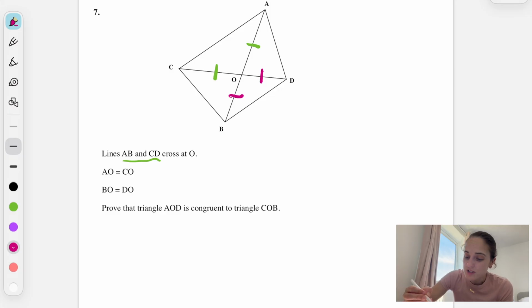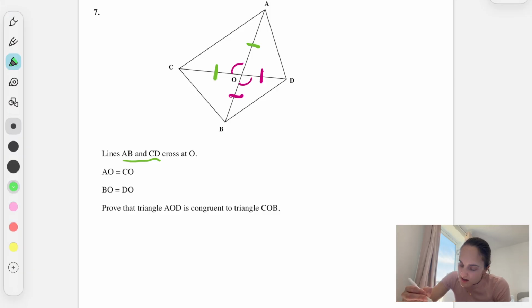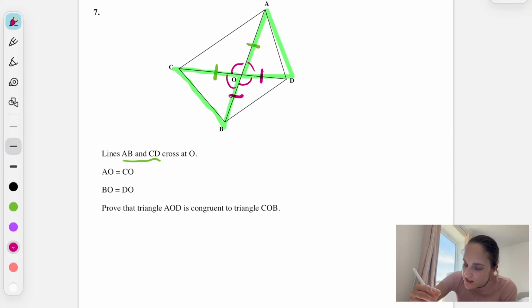So we pretty much got it because we know that AB and CD cross at O. So that must mean that we have vertically opposite angles, so these two angles must be the same. We're trying to prove that AOD, so this one here, is congruent to COB, so that's this one here. Again, these two are vertically opposite, so we can say those are equal as well. So we've pretty much got it.